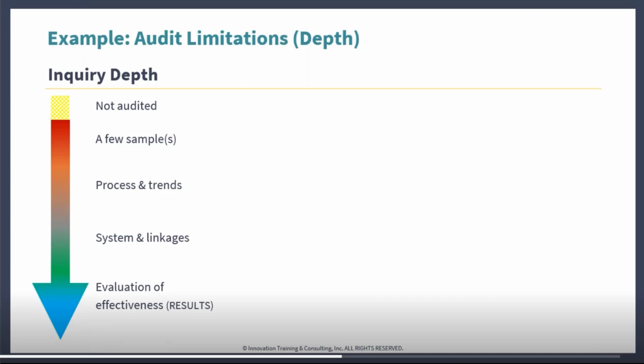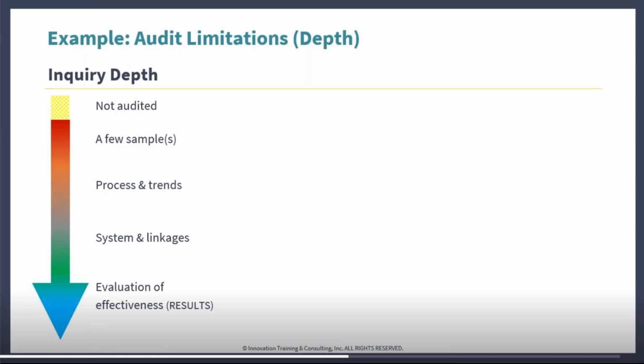Whereas if you go deeper into that process where you're looking at all the pieces in that process diagram and you're actually looking at the trends, it's going to tell you more about how that process operates day to day. And then when you can look at the handoffs and the interactions with other processes to make the system, that's getting deeper. And of course, you want to make sure the results are on target so that we're actually doing the right things well.